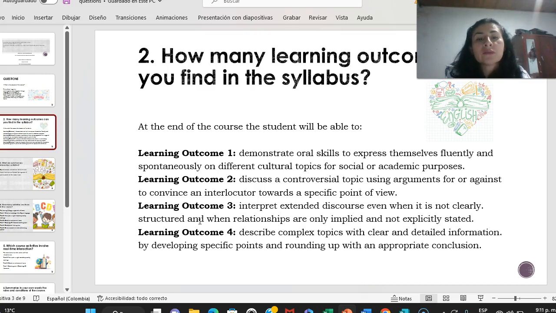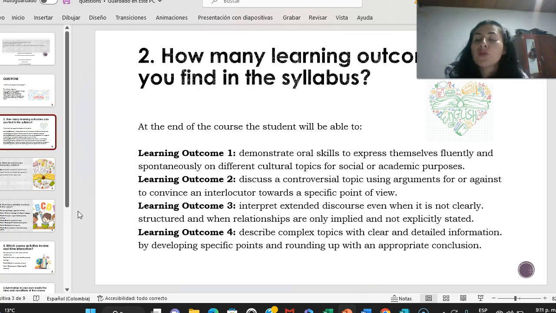Learning outcome 2. Discuss a controversial topic, arguing for or against, to convince an interlocutor toward a specific point of view. Learning outcome 3. Interpret extended discourse even when it is not clearly structured and when relationships are only implied and not explicitly stated.